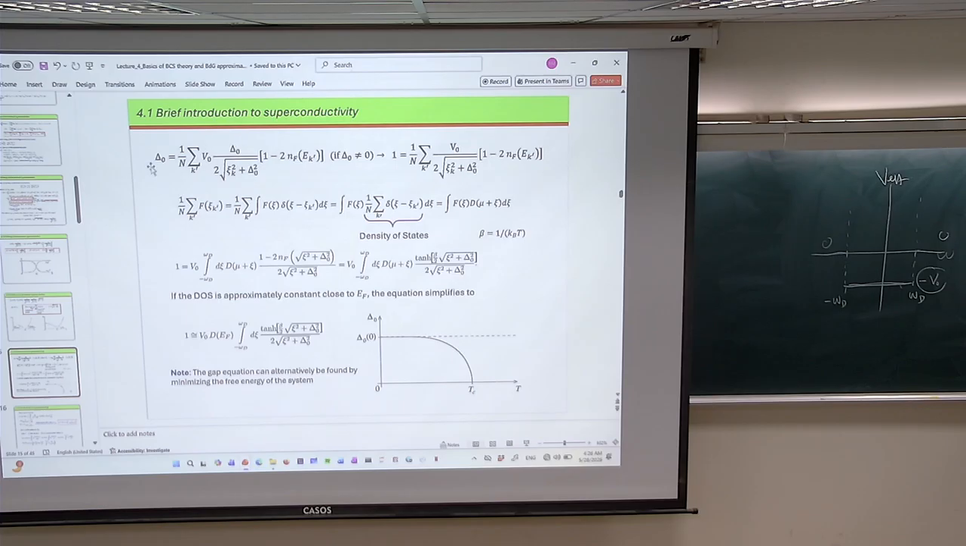So I can divide by delta naught if delta is different from 0, and I will get this equation. This equation is essentially the equation for the gap. The gap is here, and from this, I can calculate the gap. I have a sum over k here, and typically you do a trick to go from a sum over k into a sum over energy by introducing the density of states. You can do this by using this mathematical relation.